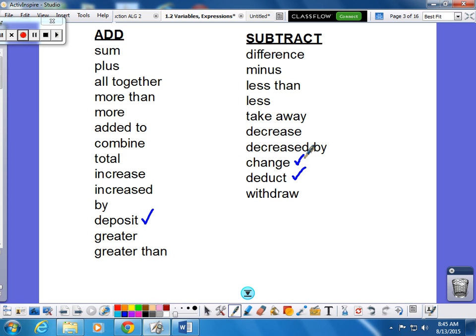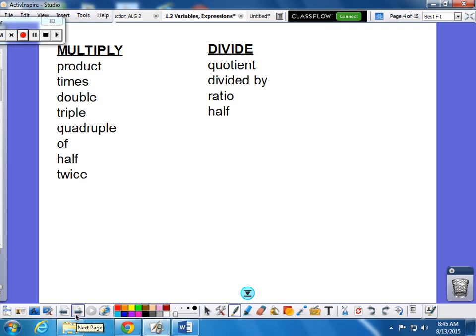I don't think we use the word change. And by that, it would be if the high temperature today is 92, the low this morning was 70, what's the change? And you use change in percent of increase and percent of decrease problems. And so we're not going to add that to our subtraction list. I think we did everything else on those. All right, and then multiply and divide.